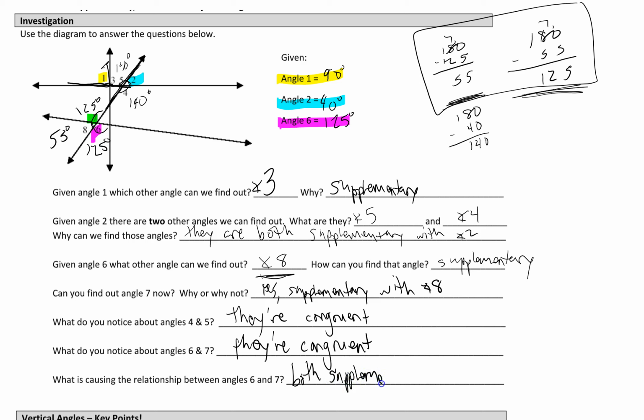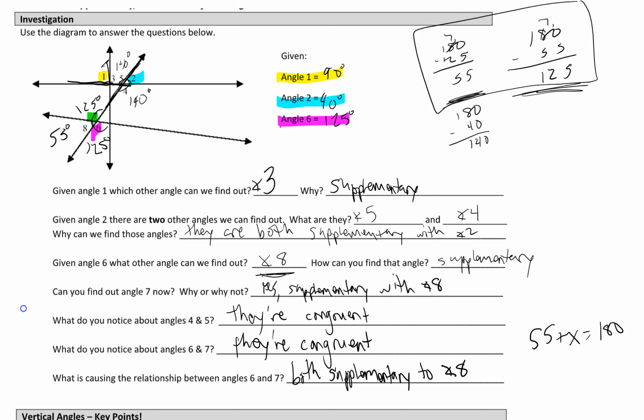They're both supplementary to angle 8. So we can think about, basically, we're saying angle 8 is 55 degrees, so 55 plus something has to equal 180. That same equation is going to work for angle 6 and angle 7. So they're congruent because they're supplementary to the same thing.